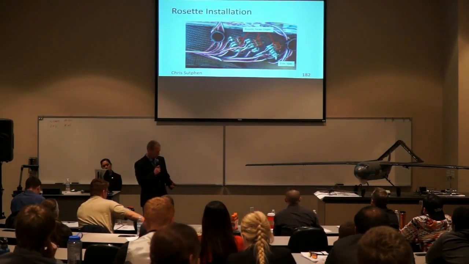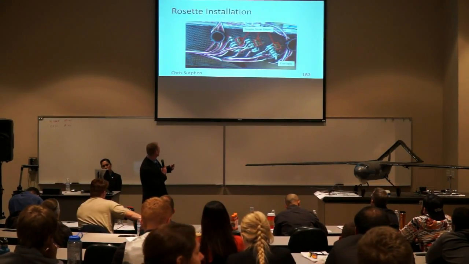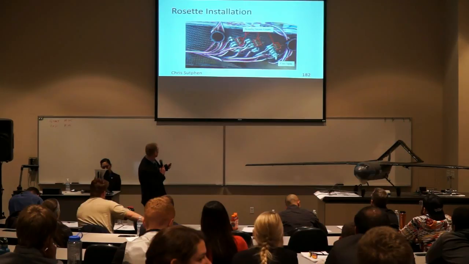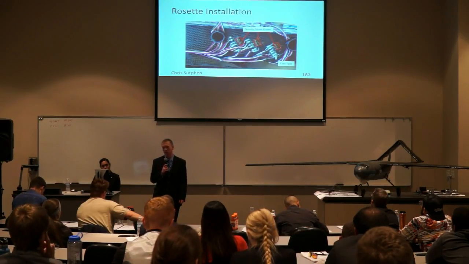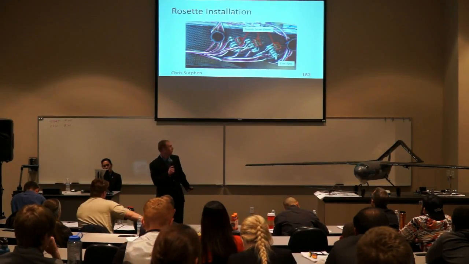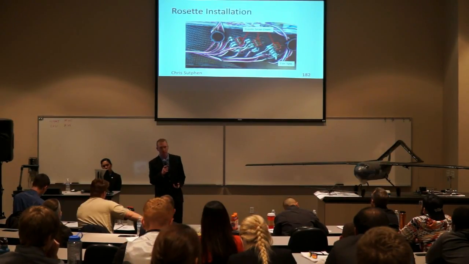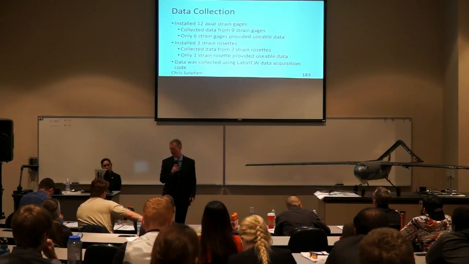So our rosettes were installed so that we have 1 gauge going along this axis, 1 gauge going along this axis, and then 1 gauge going at a 45-degree angle between those. We have 3 strain rosettes. Right now, the top of the wing is at the bottom of the image. This is because the way we tested, the fuselage was upside down, and so we had this image taken as the wing would be installed.